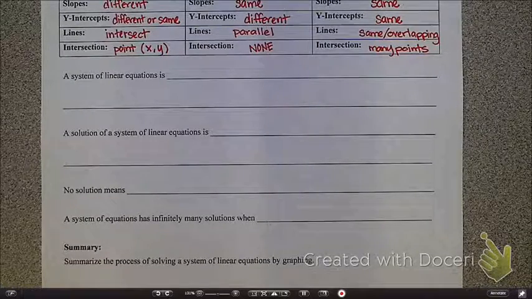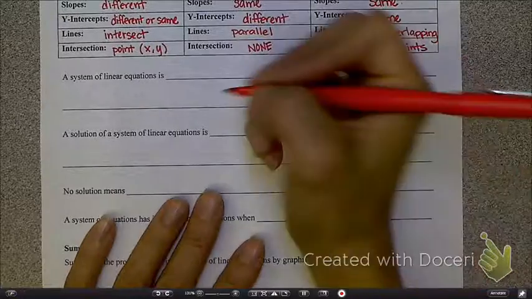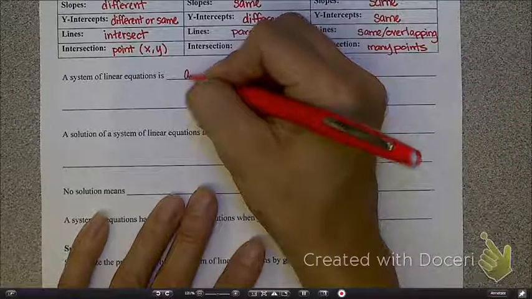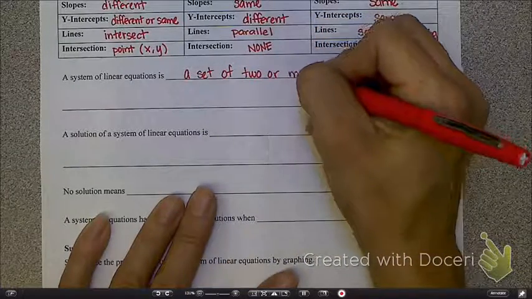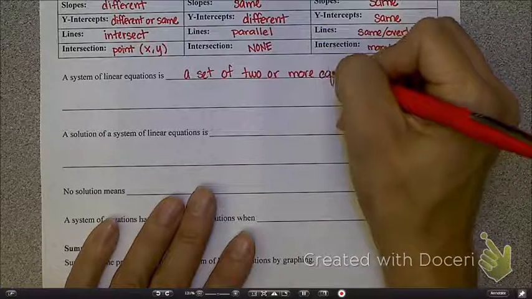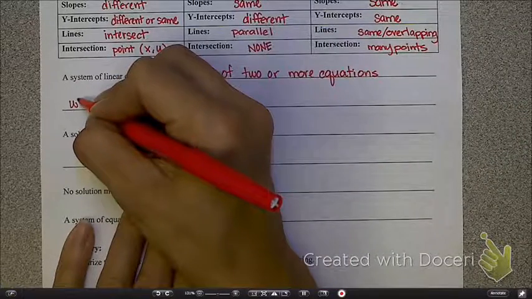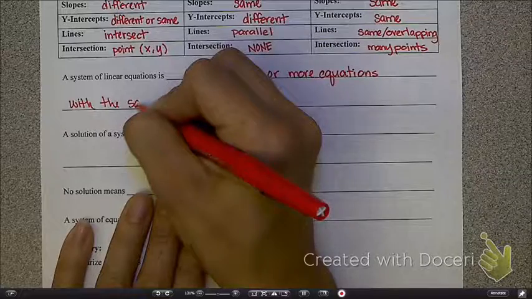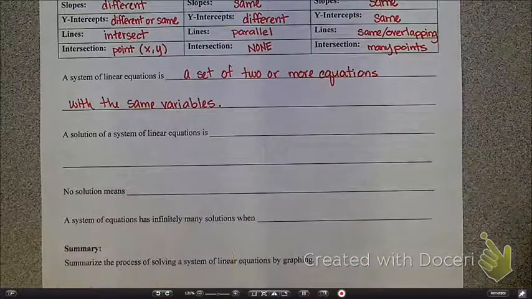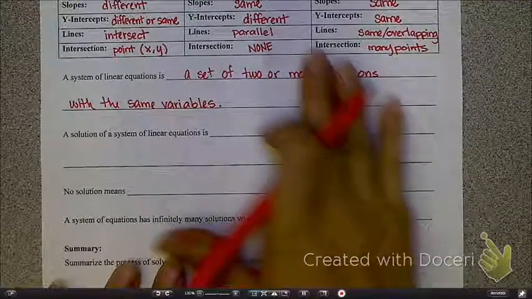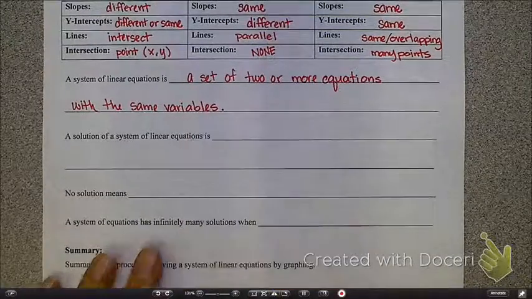Okay, so let's review what you guys filled out here. Hopefully you wrote down that a system is a set of two or more equations with the same variables. Hopefully you wrote something to that effect. If it wasn't exactly like that, but it's kind of the gist of it, that's fine. If you need to fill some of this in, go ahead and do that now.